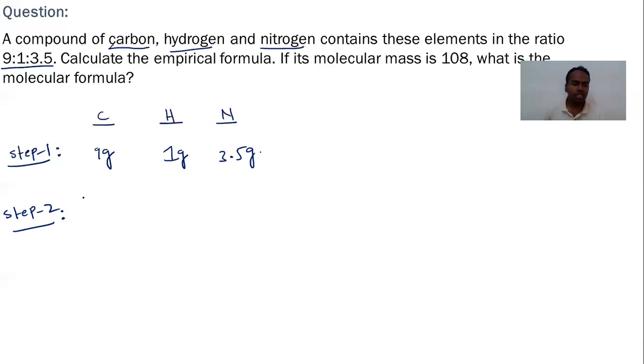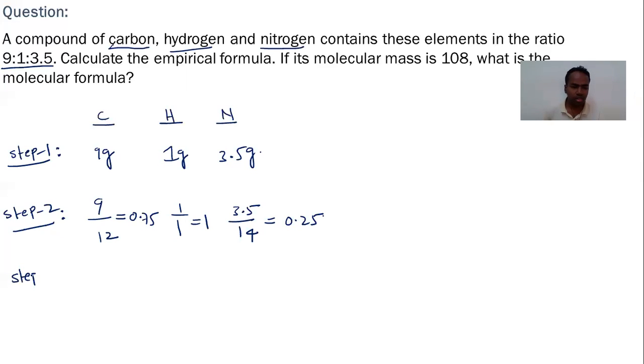Now step 2: we need to find the relative number of atoms. To do that, we divide each weight by its atomic mass: 9/12, 1/1, and 3.5/14. This is 0.75 for carbon, 1 for hydrogen, and nearly 0.25 for nitrogen.